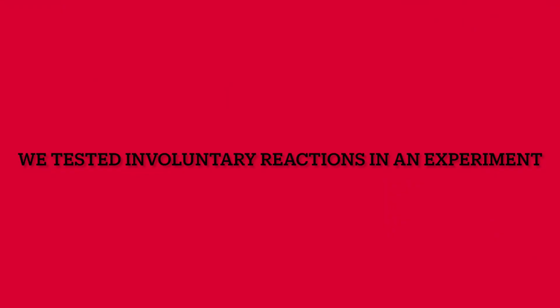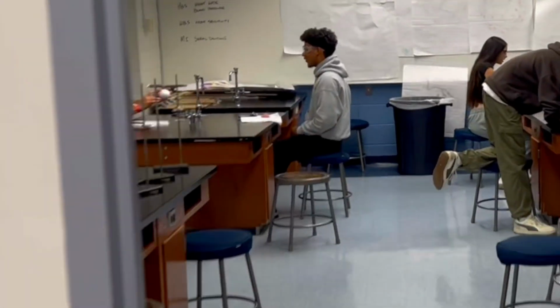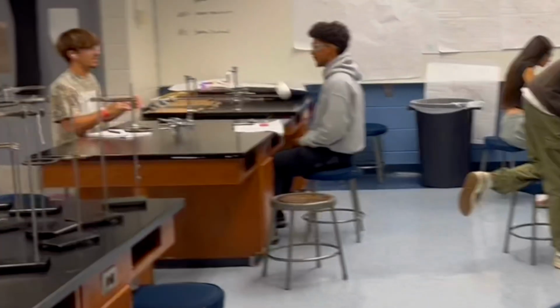We tested involuntary reactions in an experiment. We each took turns throwing a ball at each other and counting how many times we blinked. Here's a sample of the experiment. Once the ball hit my face, my body forced itself to blink because it sensed potential danger. Even though I didn't consciously control that reaction, the same process still occurred.